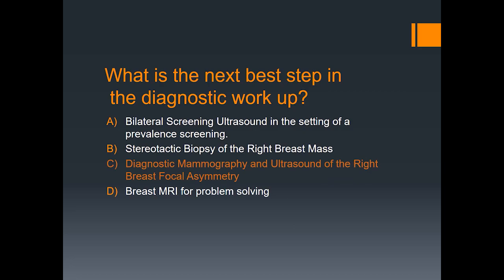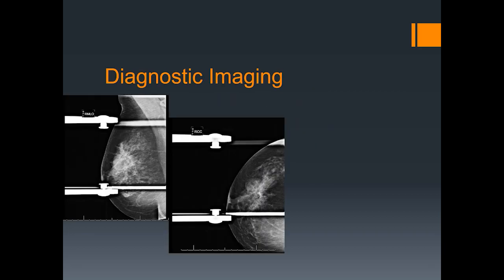C is the correct answer. Diagnostic mammography and ultrasound of the right breast in the setting of a focal asymmetry. This diagnostic imaging was obtained for these purposes, 2D digital mammography technique. And you can see that there are spot compression views of the upper and outer right breast broadly at approximately 10 o'clock.